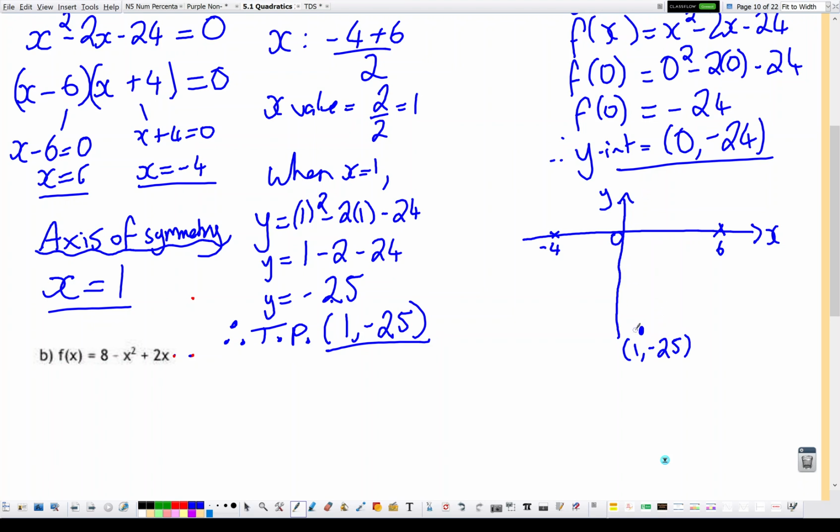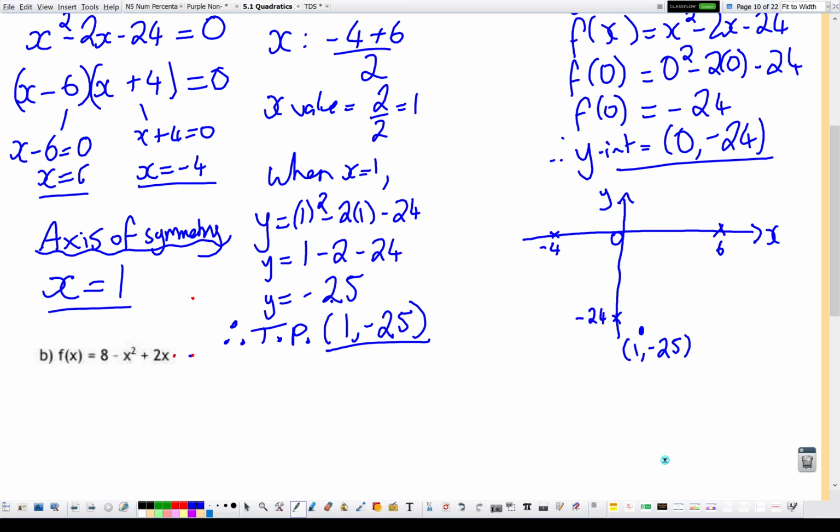We have our axis of symmetry, which is going to be a vertical dotted line. We'll get to that in a second. And we've got a y-intercept at 0, minus 24. So that's on the y-axis, and that's just ever so slightly higher than the turning point.